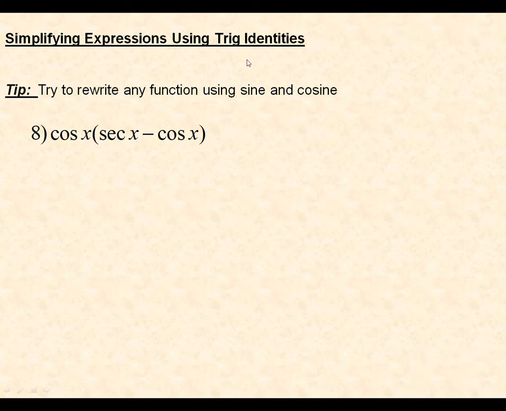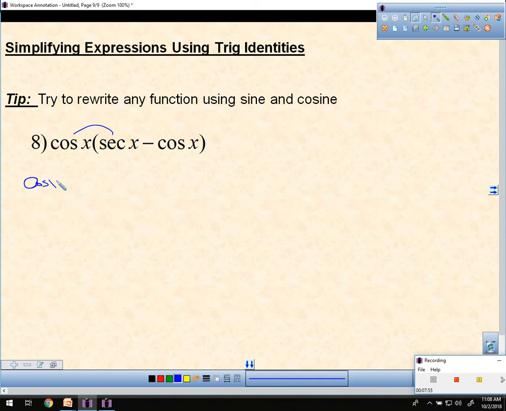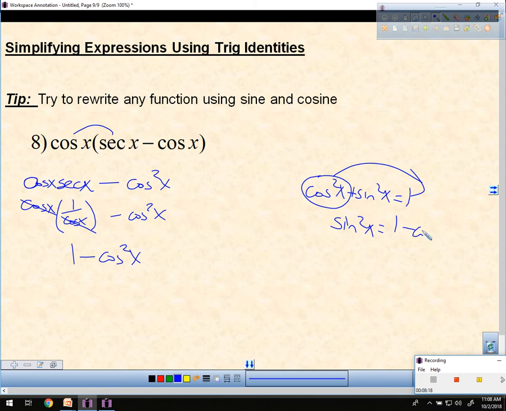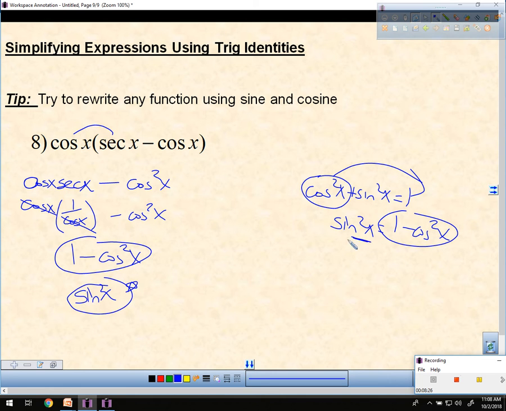All right, for the next one, looks like I'm going to distribute. So I'm going to distribute that cosine of x, and I'm going to get cosine of x secant of x minus cosine squared. Secant of x is the same thing as 1 over cosine, and the reason why that's important is the cosines are crossed out. That leaves me 1 minus cosine squared, and again, that's my Pythagorean identity. Cosine squared plus sine squared is equal to 1. If I manipulate this and move the cosine squared over, that gives me 1 minus cosine squared, which is what I have. So 1 minus cosine squared is the same thing as sine squared of x, and my answer would be sine squared of x.